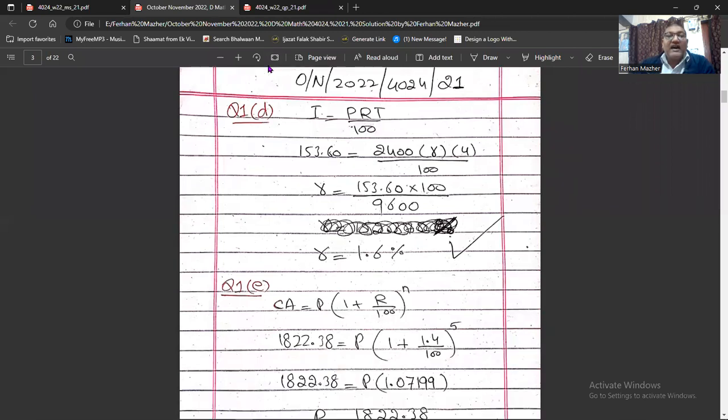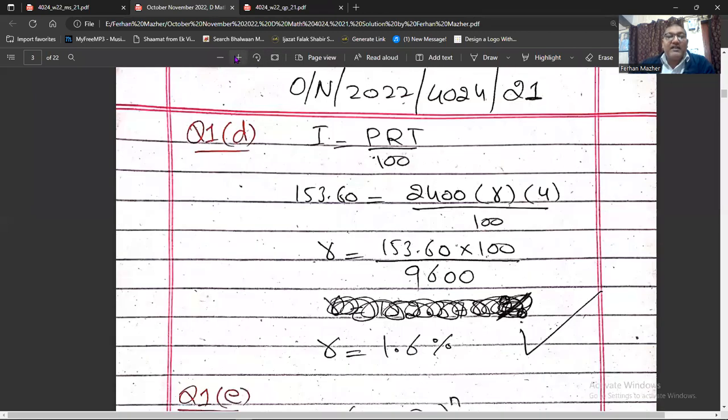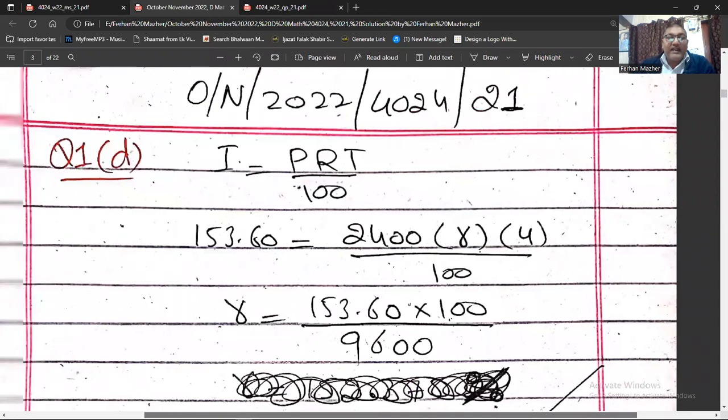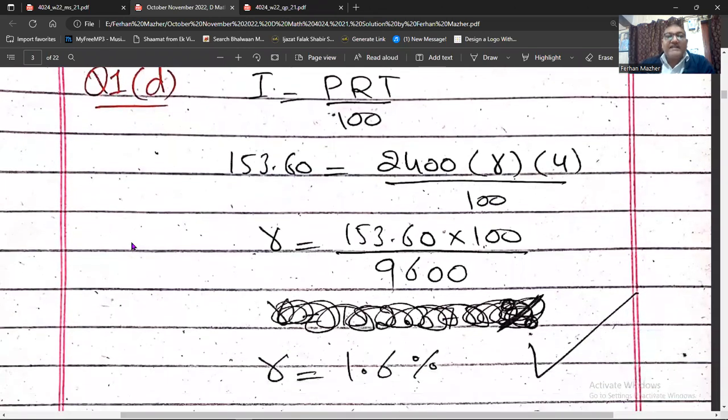So we know that I is equal to PRT by 100, and we know the I, we know the P value, and here we go. The I is equal to PRT divided by 100, and the interest value is 153.60, and the P value is 2400. The rate is the question. The time is 4 years, divided by 100.